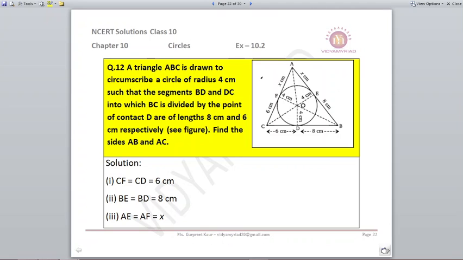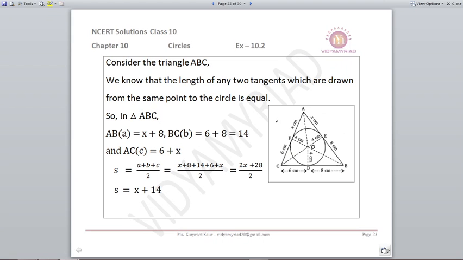According to this, CF will be equal to CD, that is 6 centimeters. BE will be equal to BD, that is 8 centimeters. And AE is equal to AF, that will be x. We need to find that out. Now how are we going to find it out? We will find it out with the help of the area of a triangle.